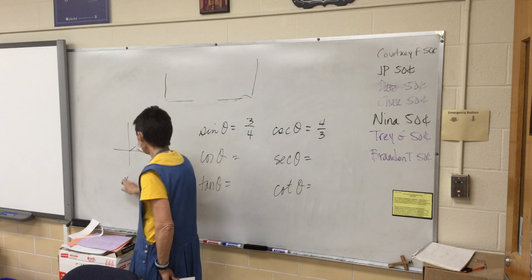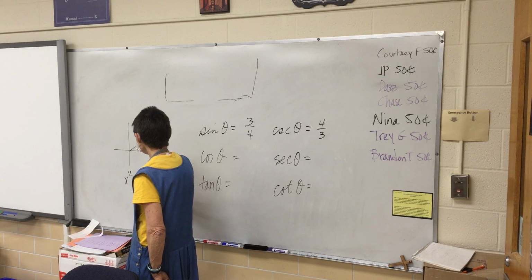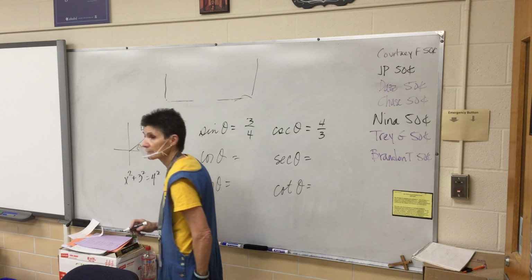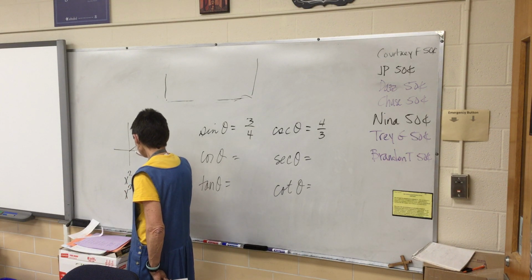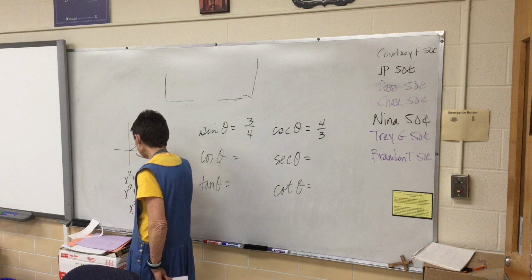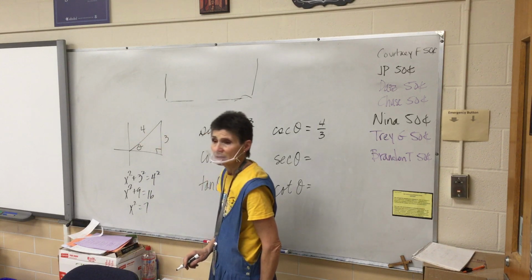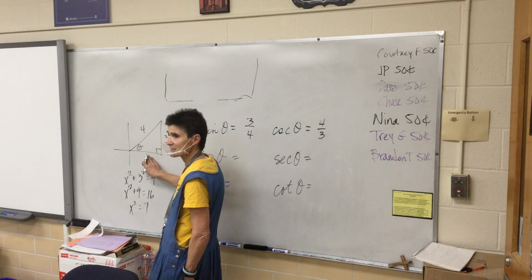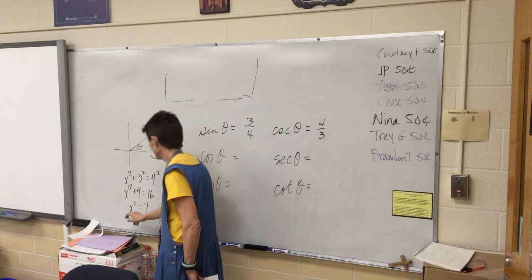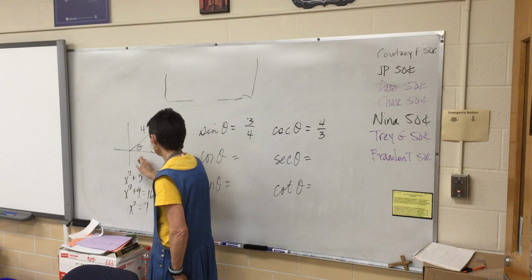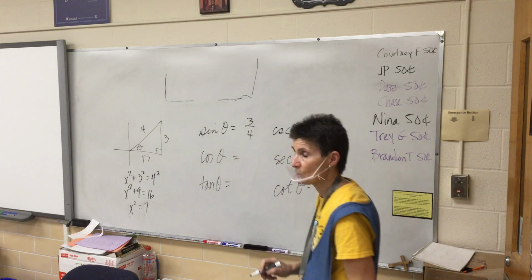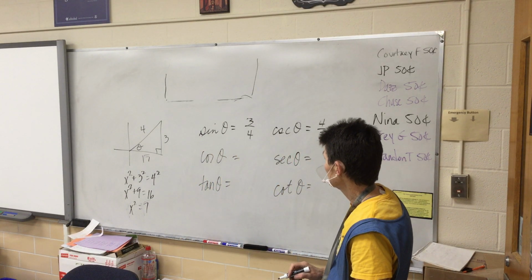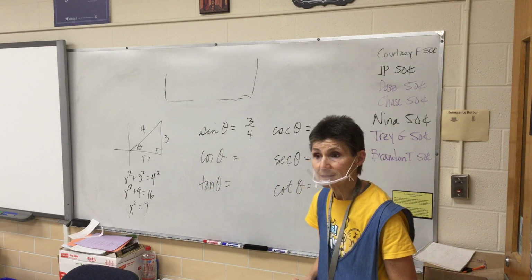So x squared plus 3 squared is 4 squared. X squared plus 9 is 16, so x squared is 7, which means what's x? Square root of 7, right? You got to take the square root, so it's the square root of 7. Now, can we fill in the rest of it?